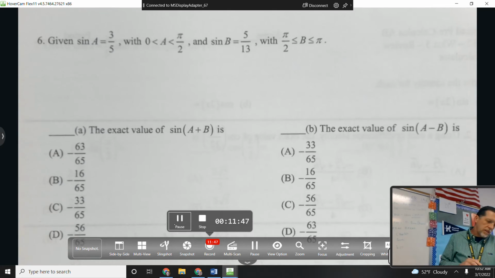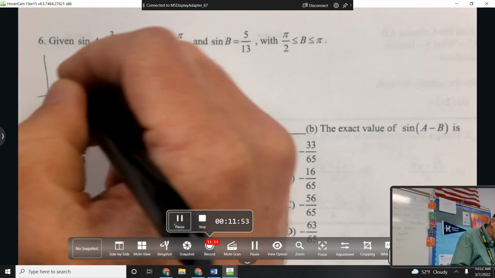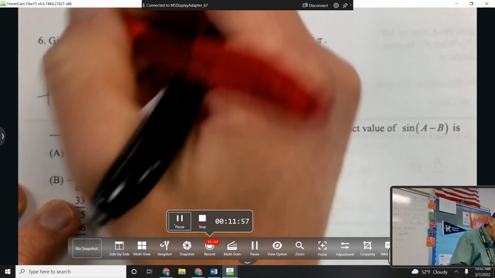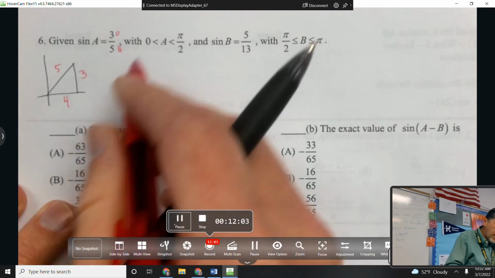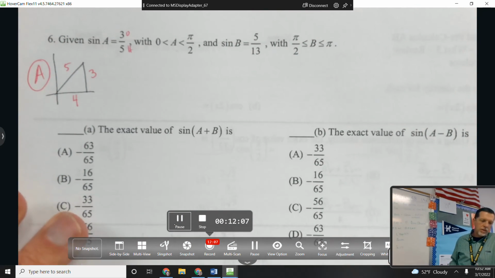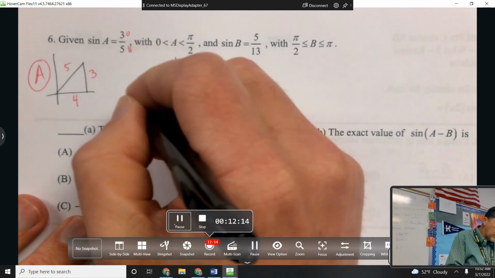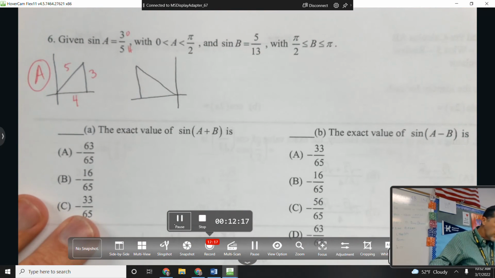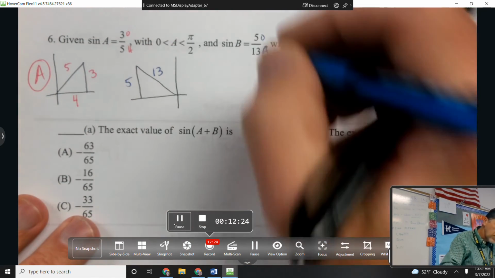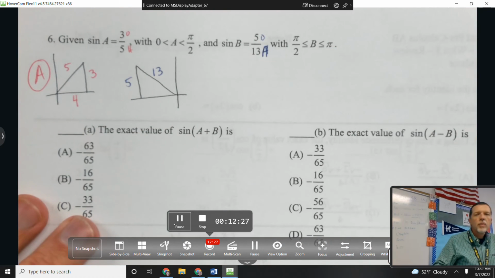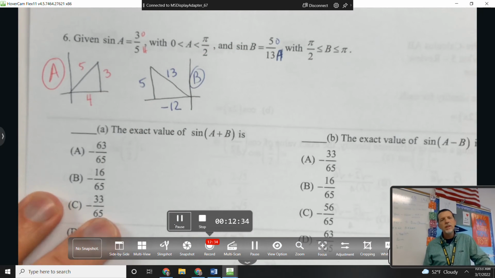Number 6, given sine of A equals 3/5, A is between 0 and pi over 2. So that's first quadrant. Opposite over hypotenuse. Missing side is 4. And since there's two triangles here, I better label that A so I don't get mixed up later. B is between pi over 2 and pi, so that would be second quadrant. Opposite over hypotenuse. What's the missing side for triangle B? Good. Negative 12. 5, 12, 13, but 12 is negative.